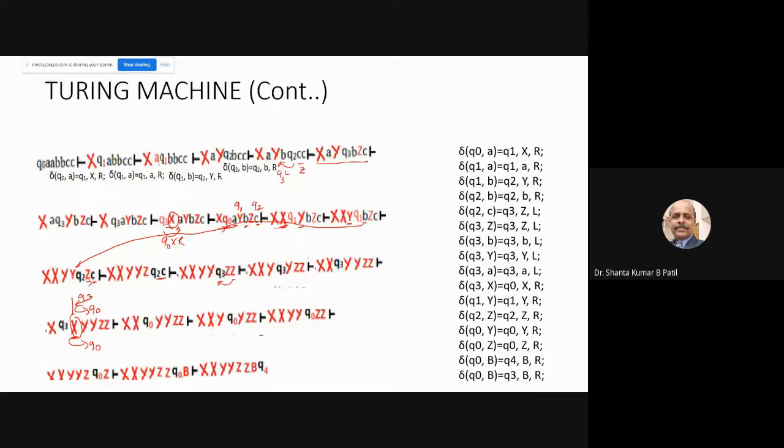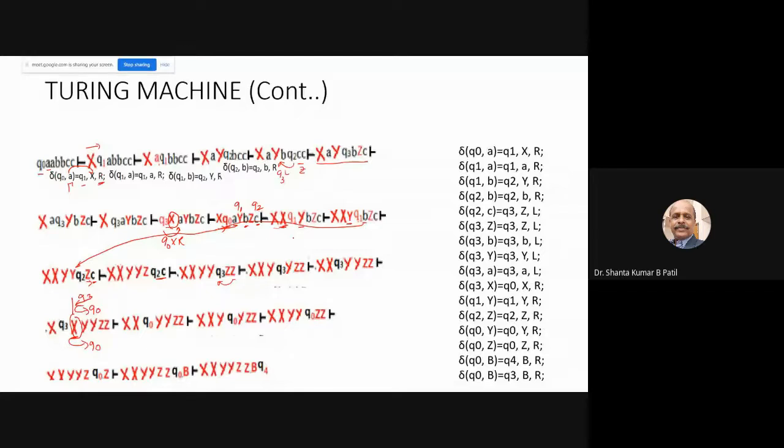Once you get the instantaneous description of the Turing machine, Q0 A, the state is Q0 and the input symbol is A. So this is what you can call tau. Tau is A. And in this ID you get Q1. A has been replaced by X, and it is moving toward the right side. This is the R you are getting.